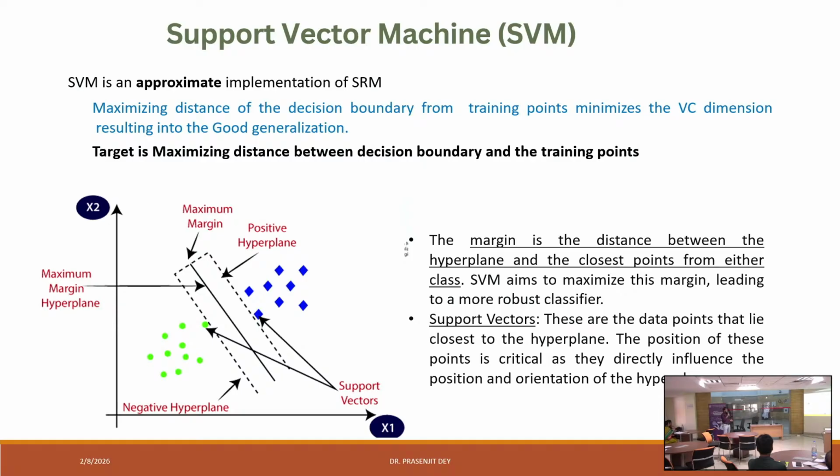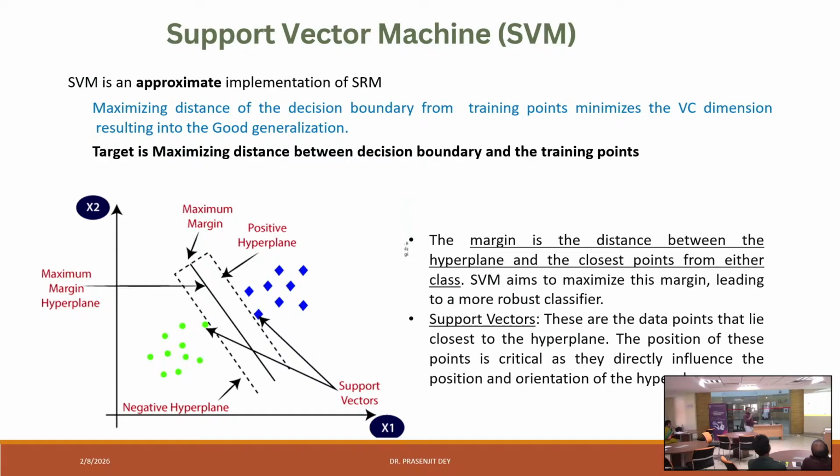So support vectors are the data points that lie closest to the hyperplane. The position of these data points is critical as they directly influence the position, meaning whether it will lie here or here. So position as well as orientation. Whether it will lie tilted, whether it will be like this, whether it will be like this. So the orientation and the position both are directly influenced by those closest data points and not the other data points. That is why they are the support vectors.